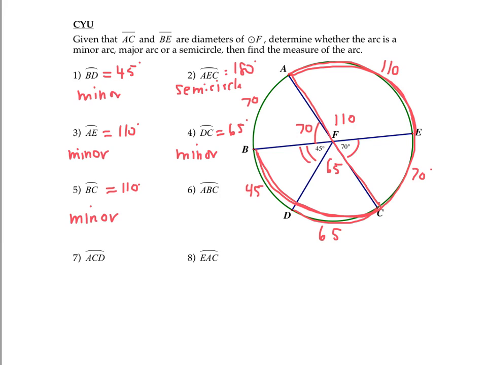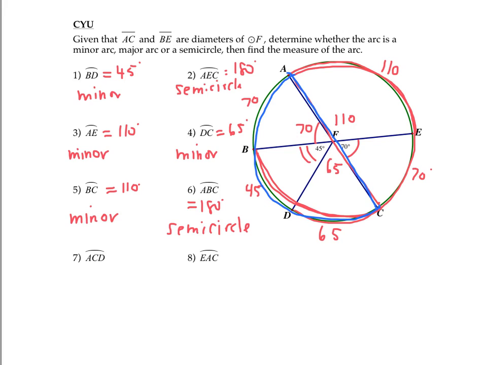All right, from A to B to C, I know this diagram's getting crazy. I'm going to add a different color here. From A to B to C, notice that those endpoints are the endpoints of a diameter. So this is a semicircle. So ABC has a measure of 180 degrees, and again, it's a semicircle.